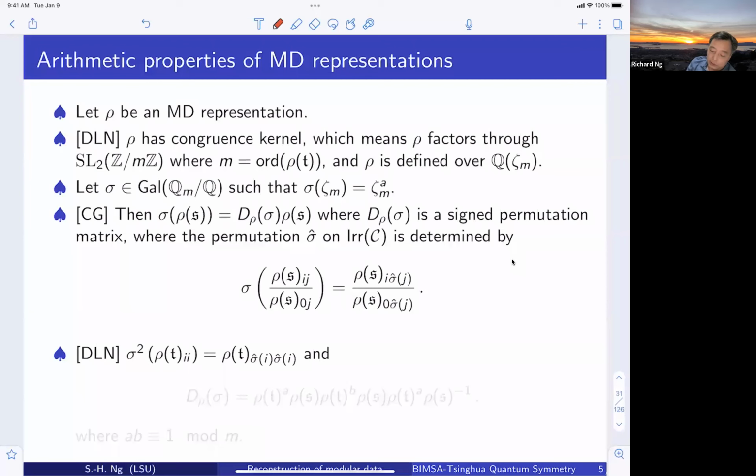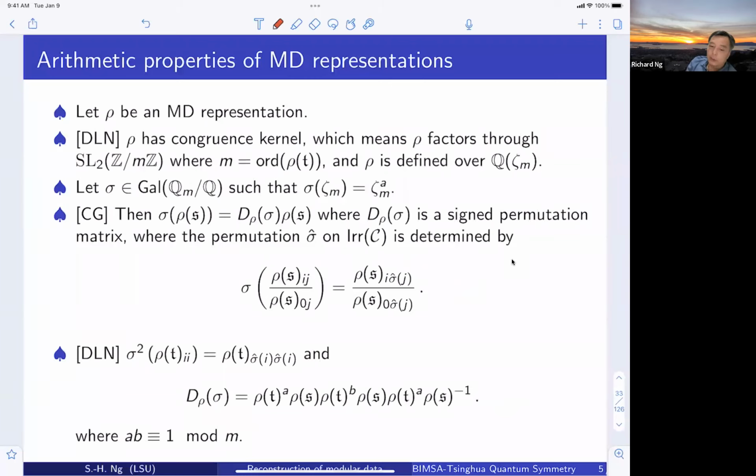In fact, they conjecture it's given by this formula. So this one plays a role in the implementation. So basically, we know how sigma square, when applied to the image of T for an MTC representation, is permuting the diagonal entries according to the sigma hat defined by this formula, or the formula for the S matrix. So they tie together. So this becomes another arithmetic rigidity property to decide whether a given representation is an MTC representation or not.